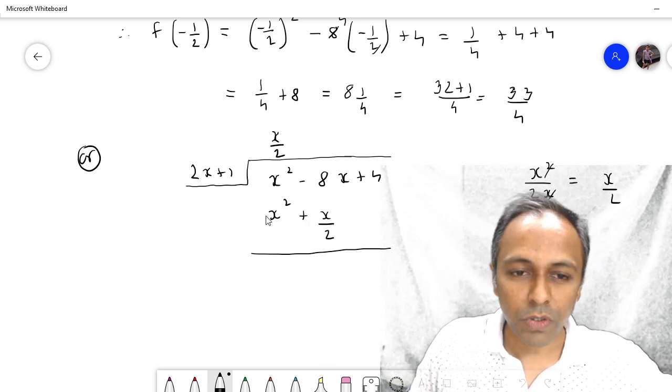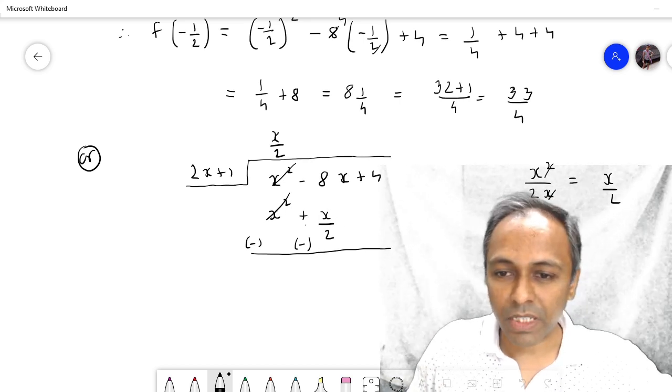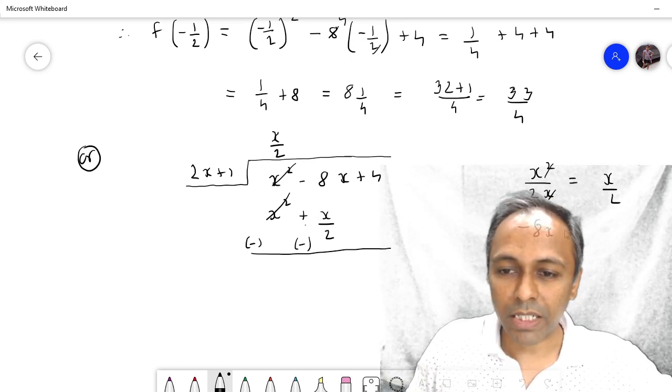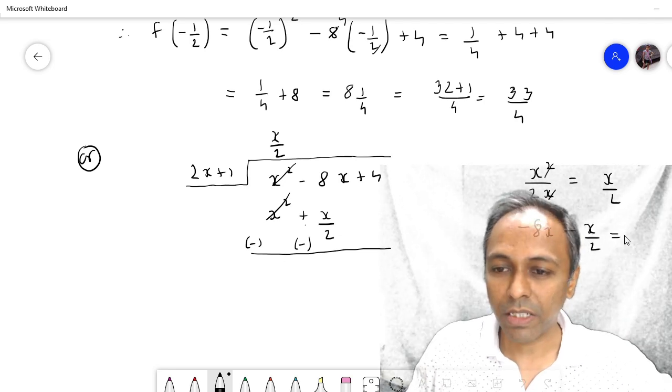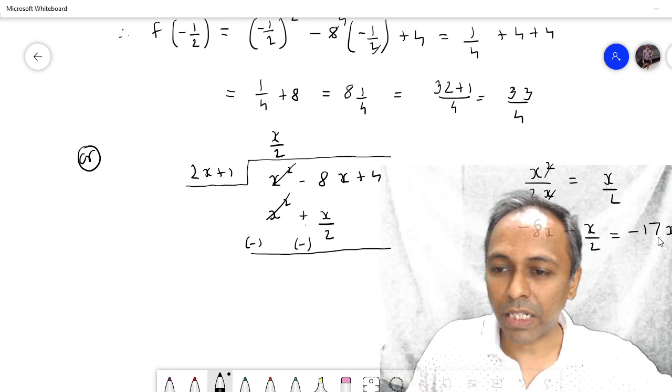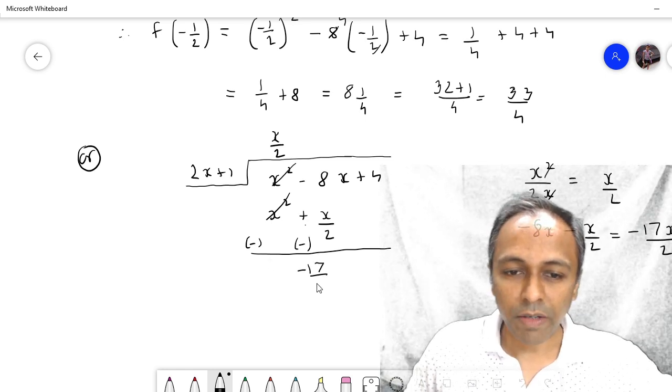So the first term becomes x square, plus 1 into x by 2 is x by 2 only. Let us subtract, so plus sign will become minus. This plus will also become minus. X square gets cancelled out. Minus 8x, this is our rough work, minus 8x minus x upon 2. The new sign of x by 2 is minus, which becomes minus 17x upon 2. So this is minus 17x upon 2 plus 4.